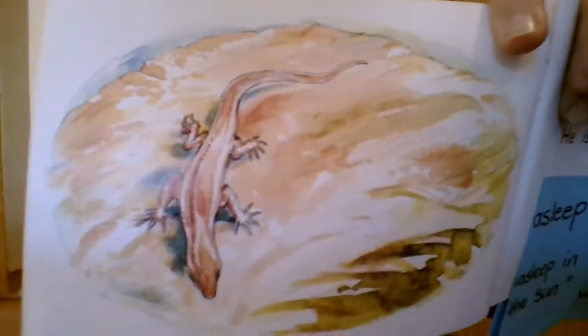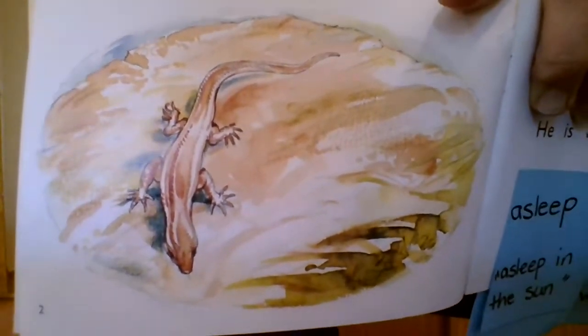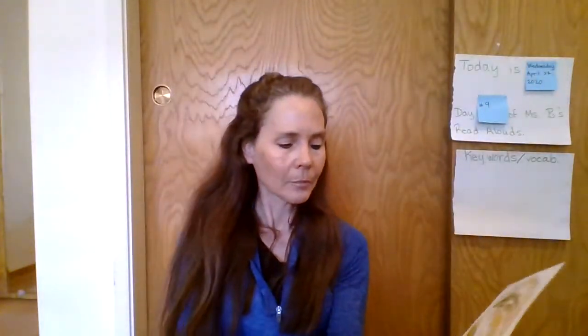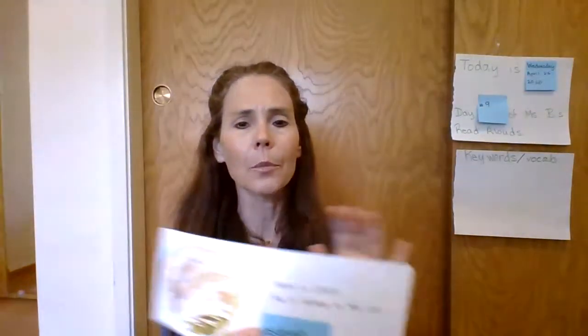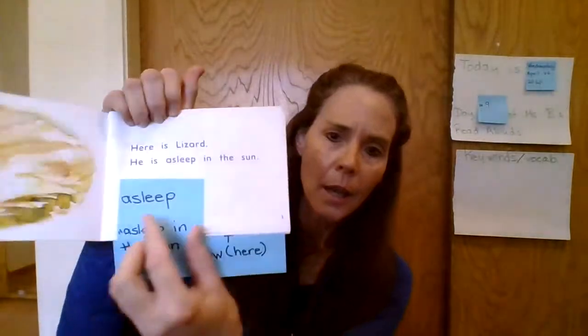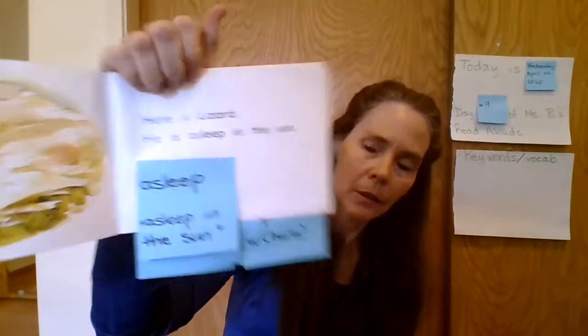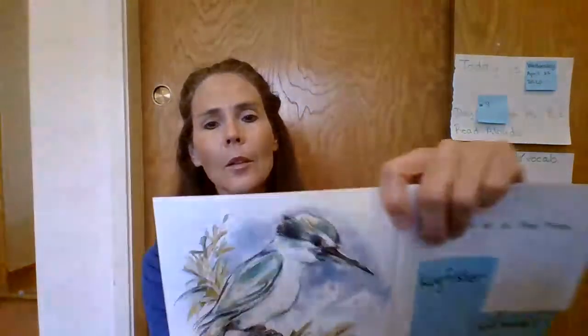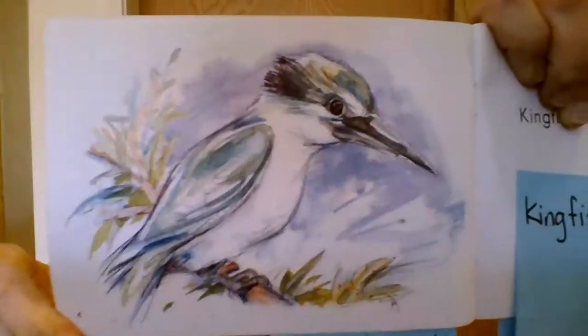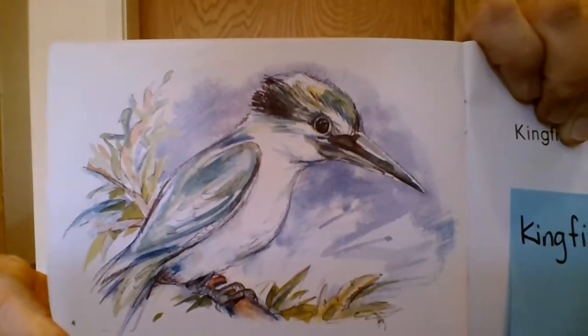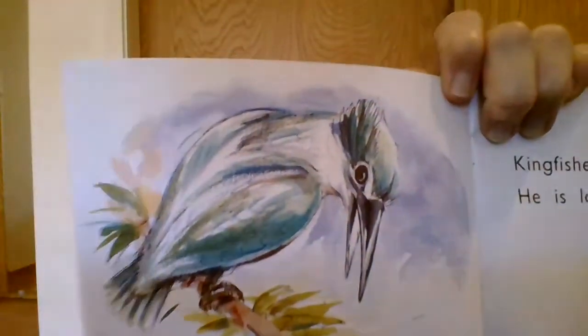So here is the first picture. And on this page, there's a word we need to know. It's called asleep. It means to be sleeping. This is our next picture. This bird is called a kingfisher. Kingfisher. Oh, the next picture is of kingfisher again.